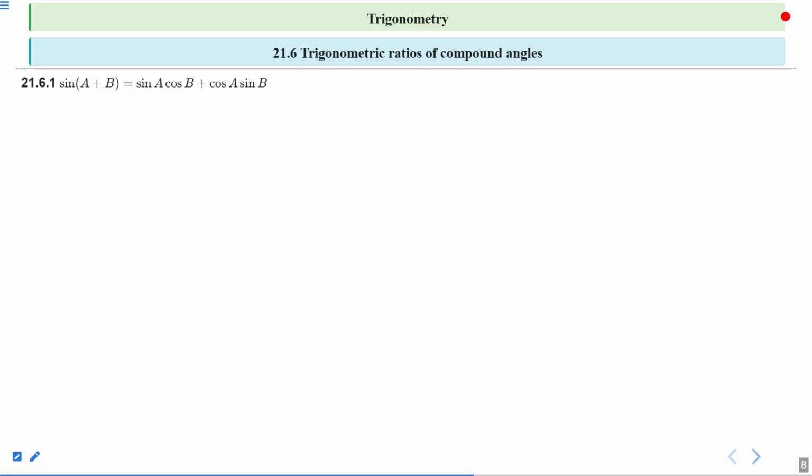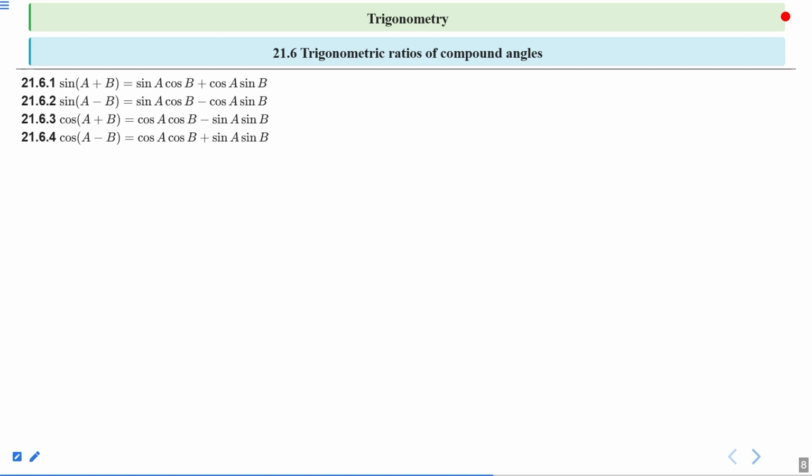Trigonometric ratios of compound angles. So sin (A plus B) equals sin A into cos B plus cos A into sin B. Sin (A minus B) equals sin A into cos B minus cos A into sin B. Cos (A plus B) equals cos A into cos B minus sin A into sin B. Cos (A minus B) equals cos A into cos B plus sin A into sin B.